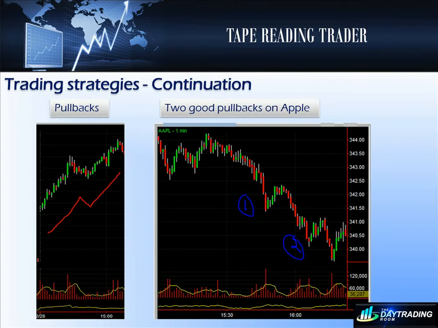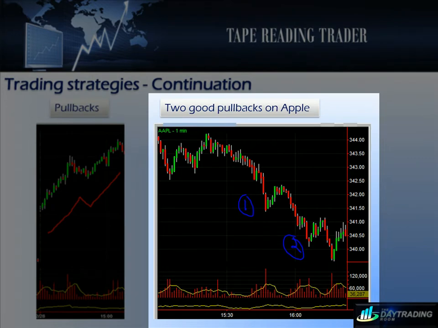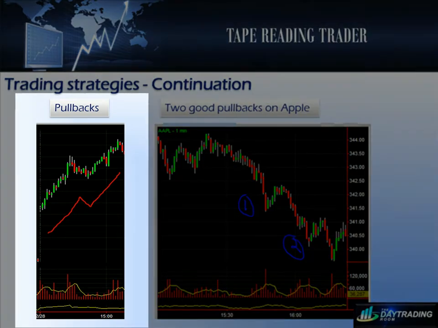A pullback is generally where the sellers back off, or in the case of this Apple on the right hand side here, you've got the sellers backing off, buyers stepping in, and then the sellers resuming again. So they're allowing the market to lift up a little bit. On the left hand side, you've got the same, but vice versa. Uptrend, pullback, and same thing with the tape.